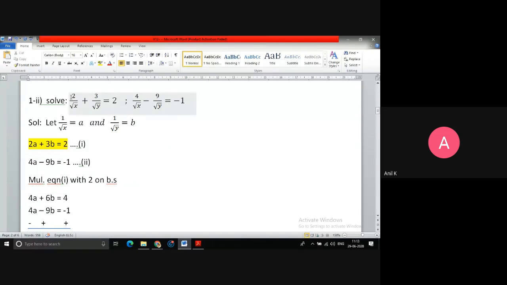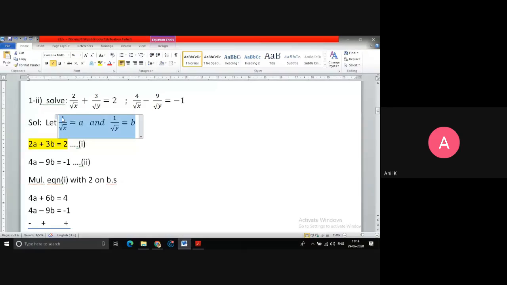First question, second one. 2 upon root x plus 3 upon root y equals 2. 4 upon root x minus 9 upon root y equals minus 1. This is what I have to solve for x and y. So here my assumption is: let 1 by root x equal a and 1 by root y equal b. Whatever the denominator x and y terms are, I have to take 1 upon them.